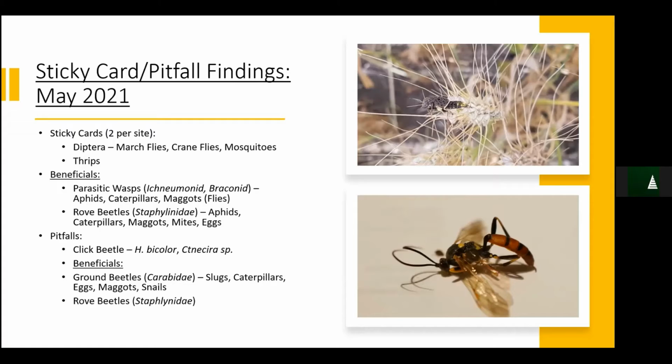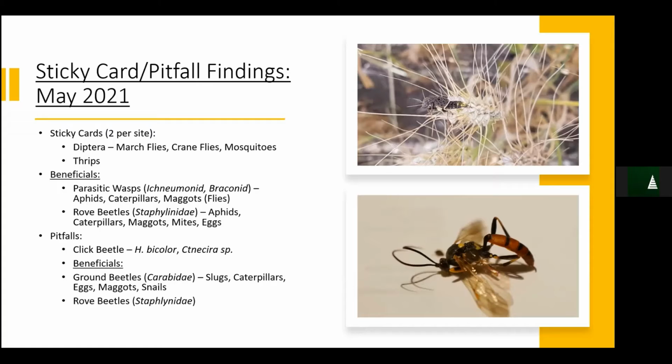I'm hoping that I can send some of those samples off to someone to ID a little further so that we can get some species identification on them. But they're also great predators of aphids and caterpillars and maggots as well. So it was nice to see that there was a good healthy population of beneficials in the area.